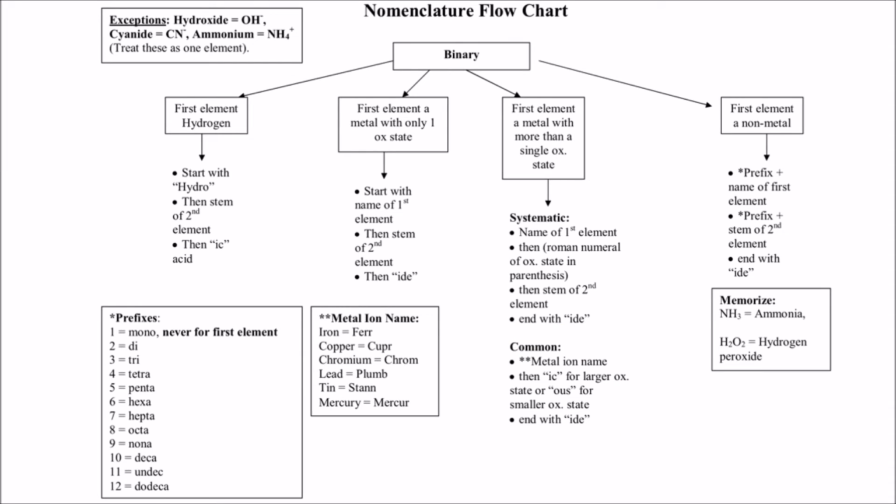If you're following along on your flowchart, we're on the binary side, and we're down here at common name. We have the metal ion name, then ic for the larger oxidation state, us for the smaller one, and ending with IDE. You'll notice I have two asterisks here. That's directing me towards this box of metal ion names. Here are all of the elements that you have to know that have common ion names and the stems of their Latin name. And then you'll just have to decide, does it end with ic or us.